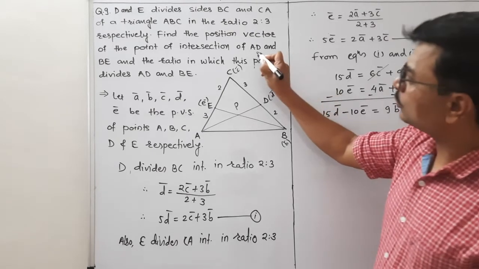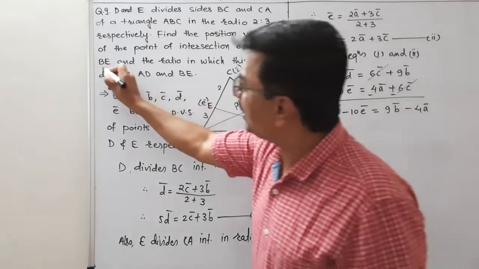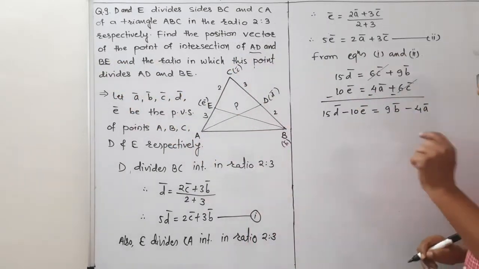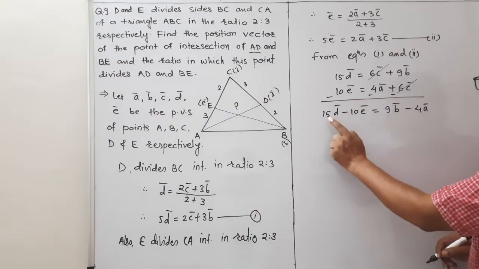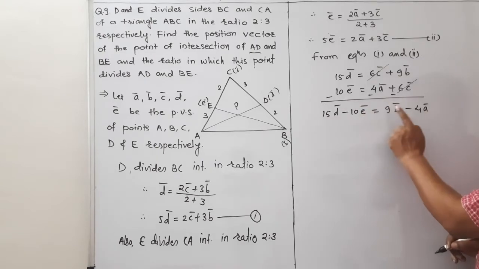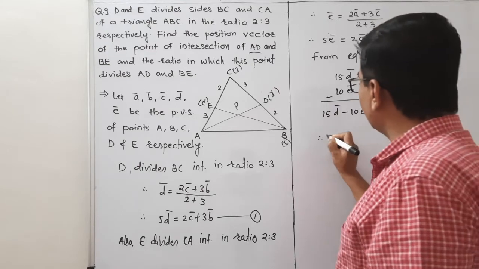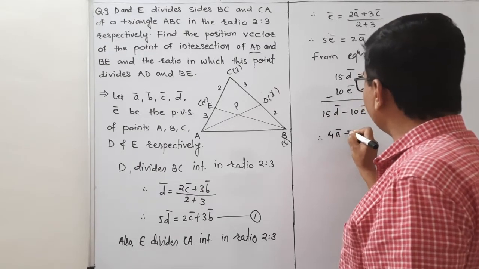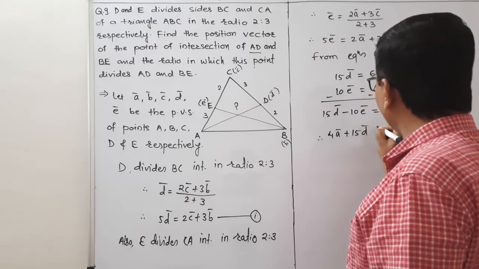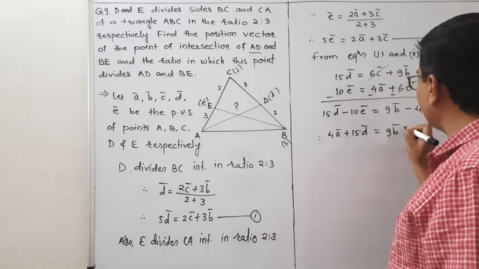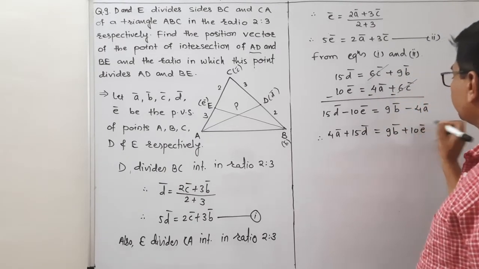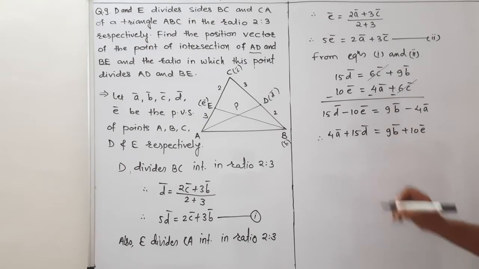अब जैसे इसको बोला है सेगमेंट AD एंड BE, तो ये हमें इंडिकेट करता है कि A और D को साथ में ले लो और B और E को अलग से रखो। तो ये 4A को इधर शिफ्ट करो तो हो जाएगा 4A वेक्टर प्लस 15D वेक्टर इज इक्वल टू 9B वेक्टर प्लस 10E वेक्टर। समझ में आ रहा है आपको?